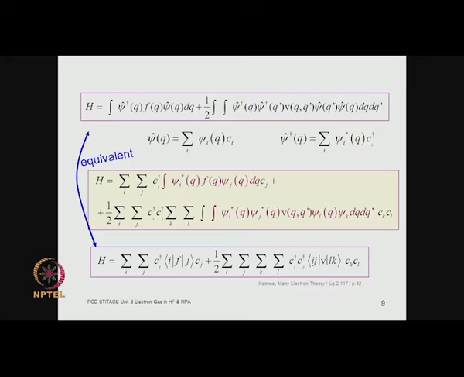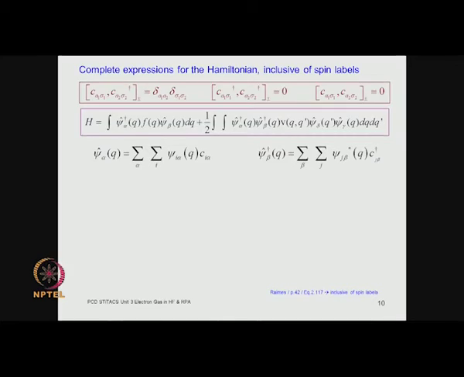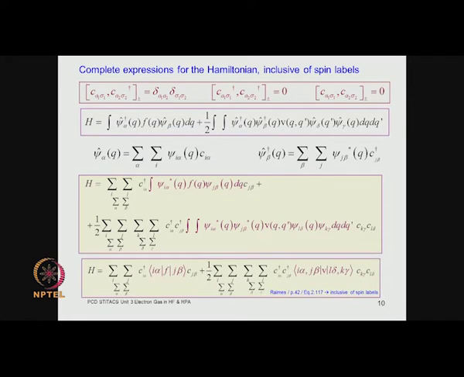So, it is almost trivial, but it is important to convince ourselves that the expression in terms of the field operators is exactly the same as that in terms of the creation and destruction operators. So, now we have got the Hamiltonian in terms of the field operators as well, and we can write them explicitly in terms of the spin components. So, now we have taken it to the next level of detail.